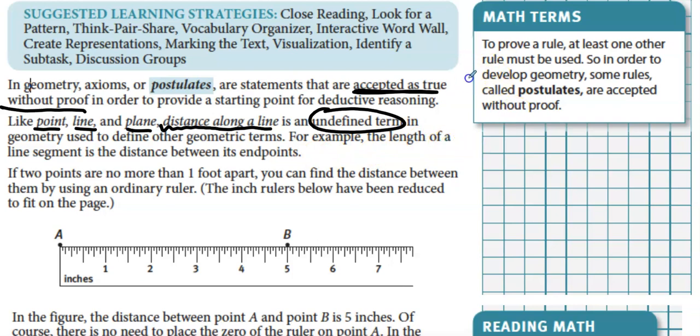Okay. Let's look at this math term up here real quick. It says to prove a rule, at least one other rule must be used. So in order to develop geometry, some rules, called postulates, are accepted to be true without proof. Okay, so that's how geometry was formed.